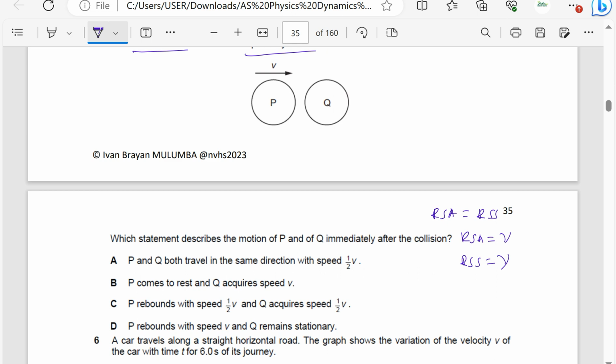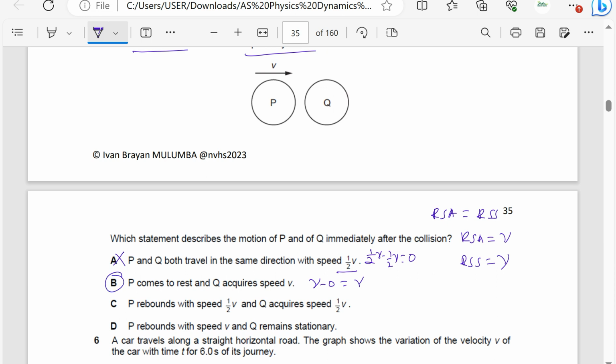So let's check which statement describes the motion of P and Q immediately after the collision. P and Q both travel in the same direction with speed a half v. This one means the relative speed of separation is a half v minus a half v, which is 0. So this one is out. P comes to rest and Q moves with the speed v. So relative speed of separation is v minus 0, which is v. And I think it means the answer is going to be B.